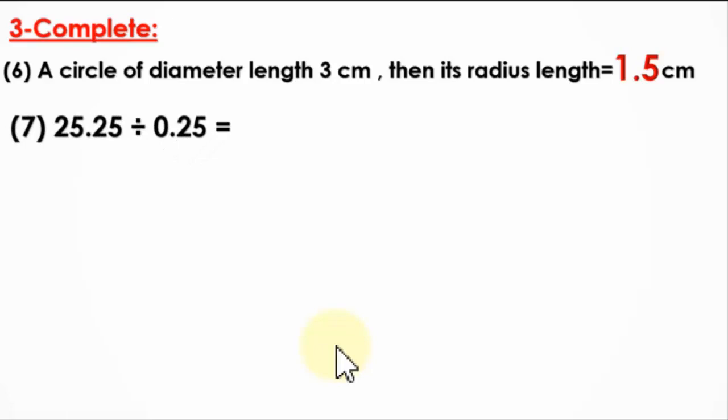How can we calculate the quotient of dividing 25.25 by 0.25? We can multiply both numbers by 100 to convert this decimal number to a whole number. So it becomes 2525 divided by 25. Now we can say 25 divided by 25 equals 1. 2 divided by 25 can't, so we will put 0. 25 divided by 25 equals 1, so the quotient is 101.